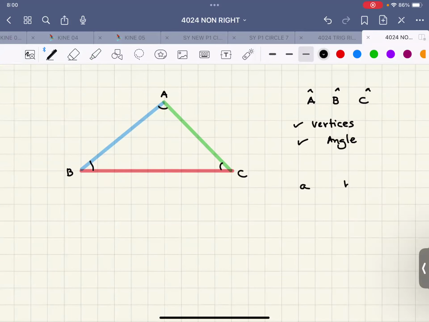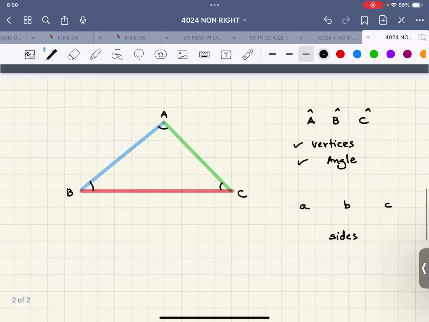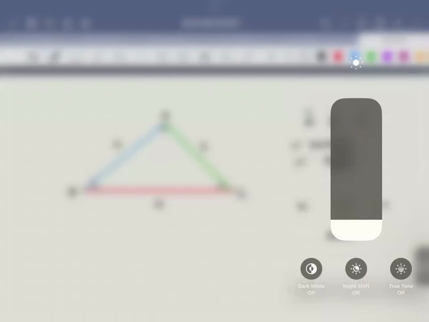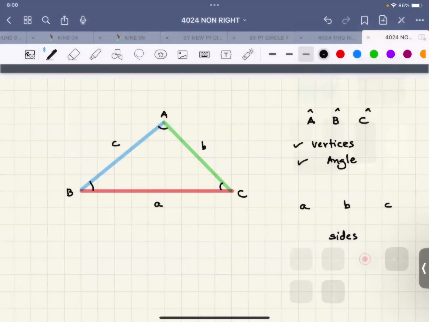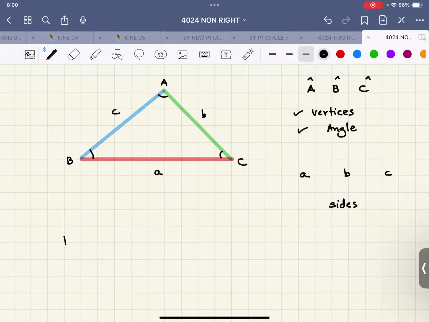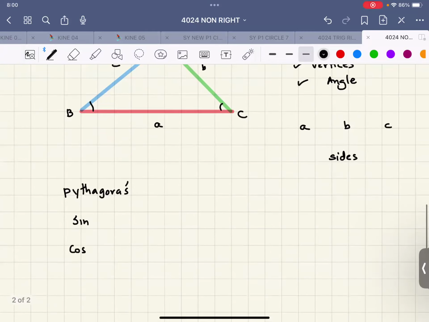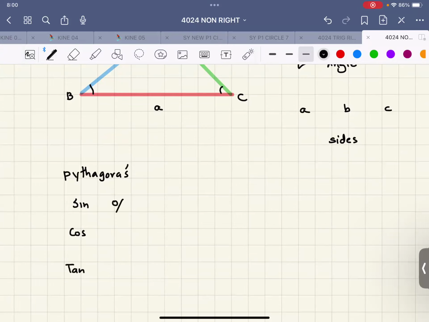And then we have small a, small b, small c. These are the sides opposite to the angles. So this is A, this is B, this is C over here. Now, first of all, Pythagoras theorem is no more valid. Simple sine, simple cosine, simple tangent, opposite over hypotenuse, adjacent over hypotenuse, opposite over adjacent, all these things are no longer valid. So this is out.